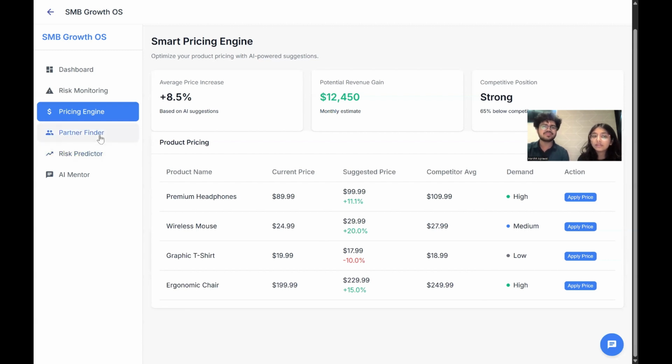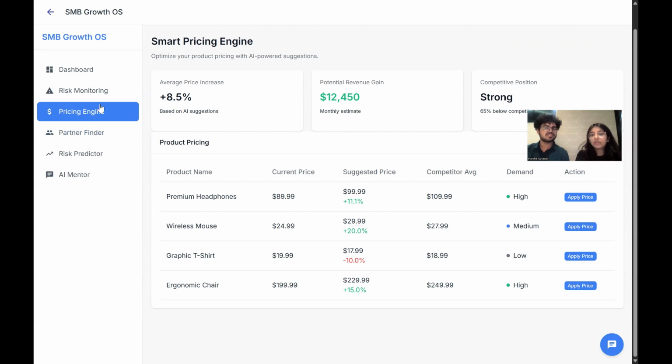Right now, we have only a few example products. Each product has a current price, and the suggested price is a calculation of all four risks and an average of that. On the basis of that average, it will suggest either increasing the price based on the demand or decreasing it, and if any other action is needed.